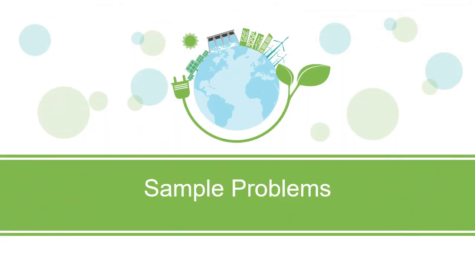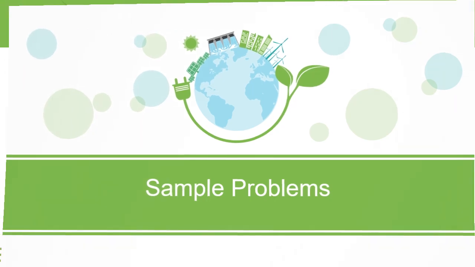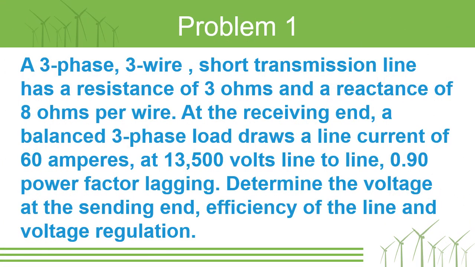Sample problems. Problem number 1. A three-phase, three-wire short transmission line has a resistance of 3 ohms and a reactance of 8 ohms per wire. At the receiving end, a balanced three-phase load draws a line current of 60 amperes at 13,500 volts line to line, 0.9 power factor lagging. Determine the voltage at the sending end, the efficiency of the line, and the voltage regulation.